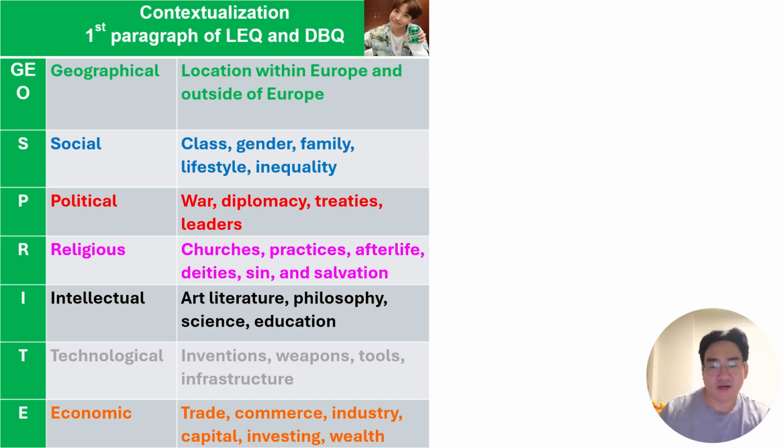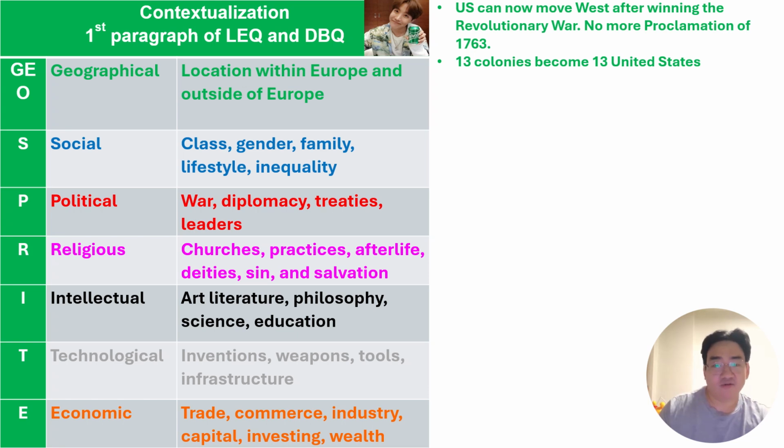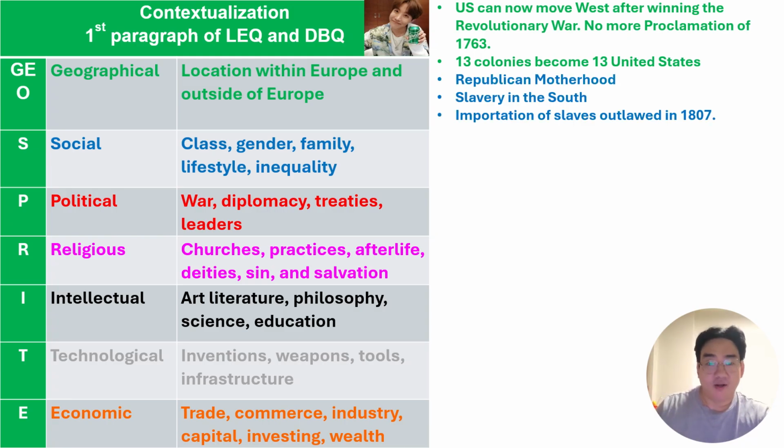So what allowed for the establishment of the new republic, the new United States? Well, if I'm going back through my notes in Unit 3 and Unit 2, I have geographically, the United States can now move west. They're no longer 13 colonies, they are 13 states. There's no more Proclamation of 1763 by the king that said that they couldn't move west. So they're moving west, they're exploring. Socially, there's this idea of Republican motherhood. Slavery is going to be firmly established in the South with the cotton gin, but the importation of slaves is going to be outlawed in 1807.